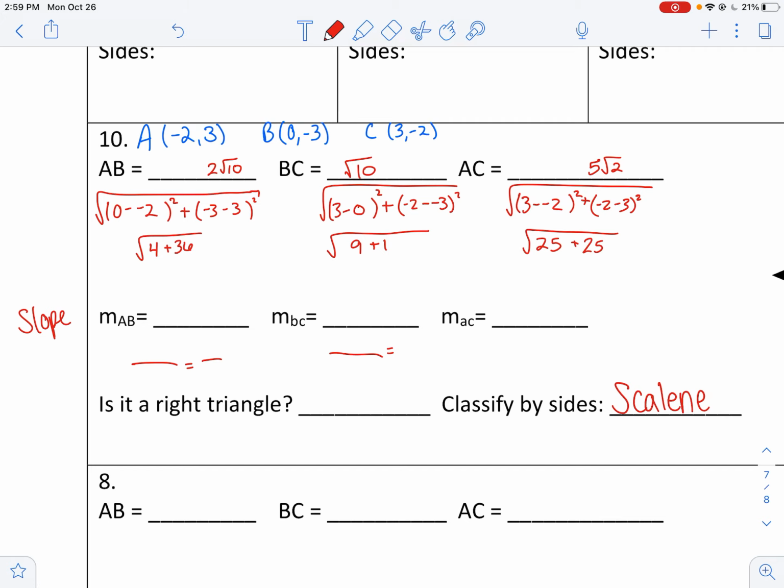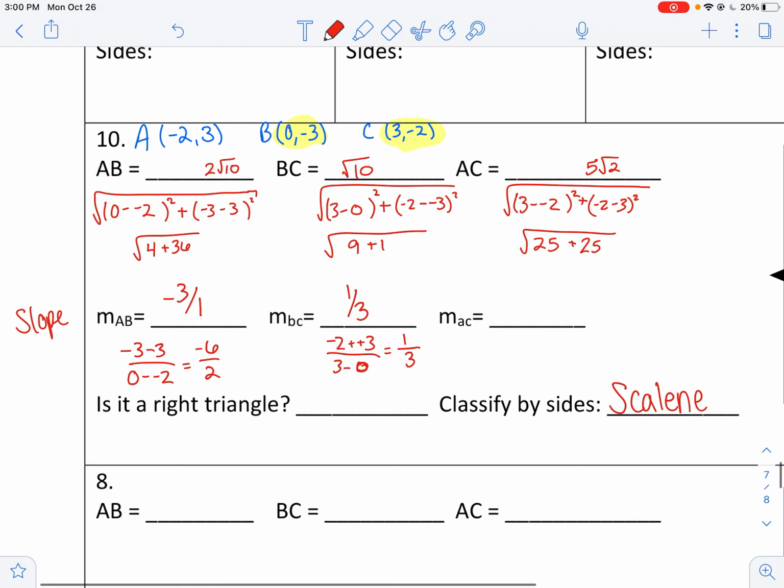Now for the slopes, we're going to use our slope formula. Same idea, y2 minus y1, always make sure our y's are on top, over x2 minus x1. It's a negative 6 over a positive 2, or a negative 3 over 1. Same idea for BC, y2 minus y1 over x2 minus x1. That is a negative 2 plus 3, that's 1 over 3.